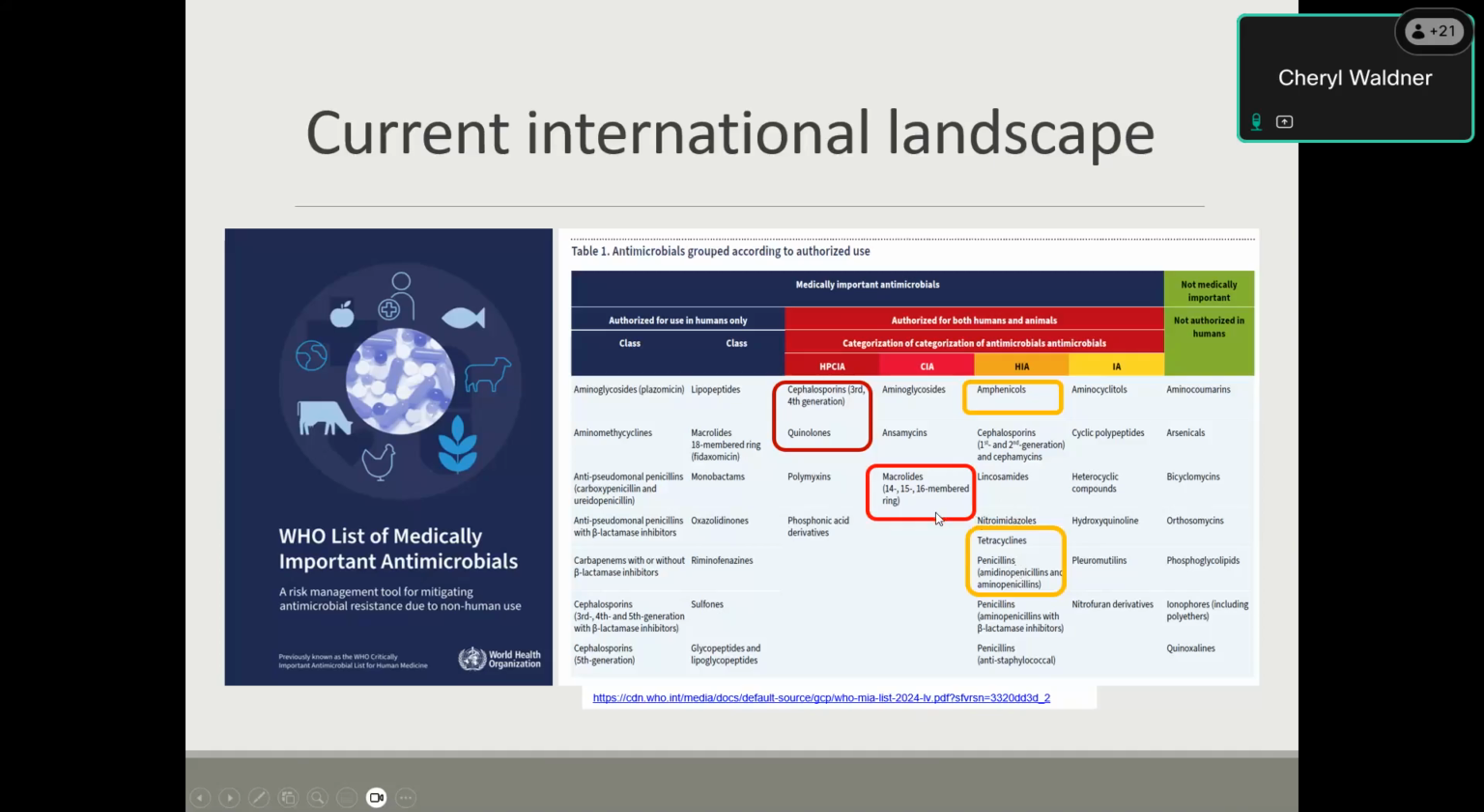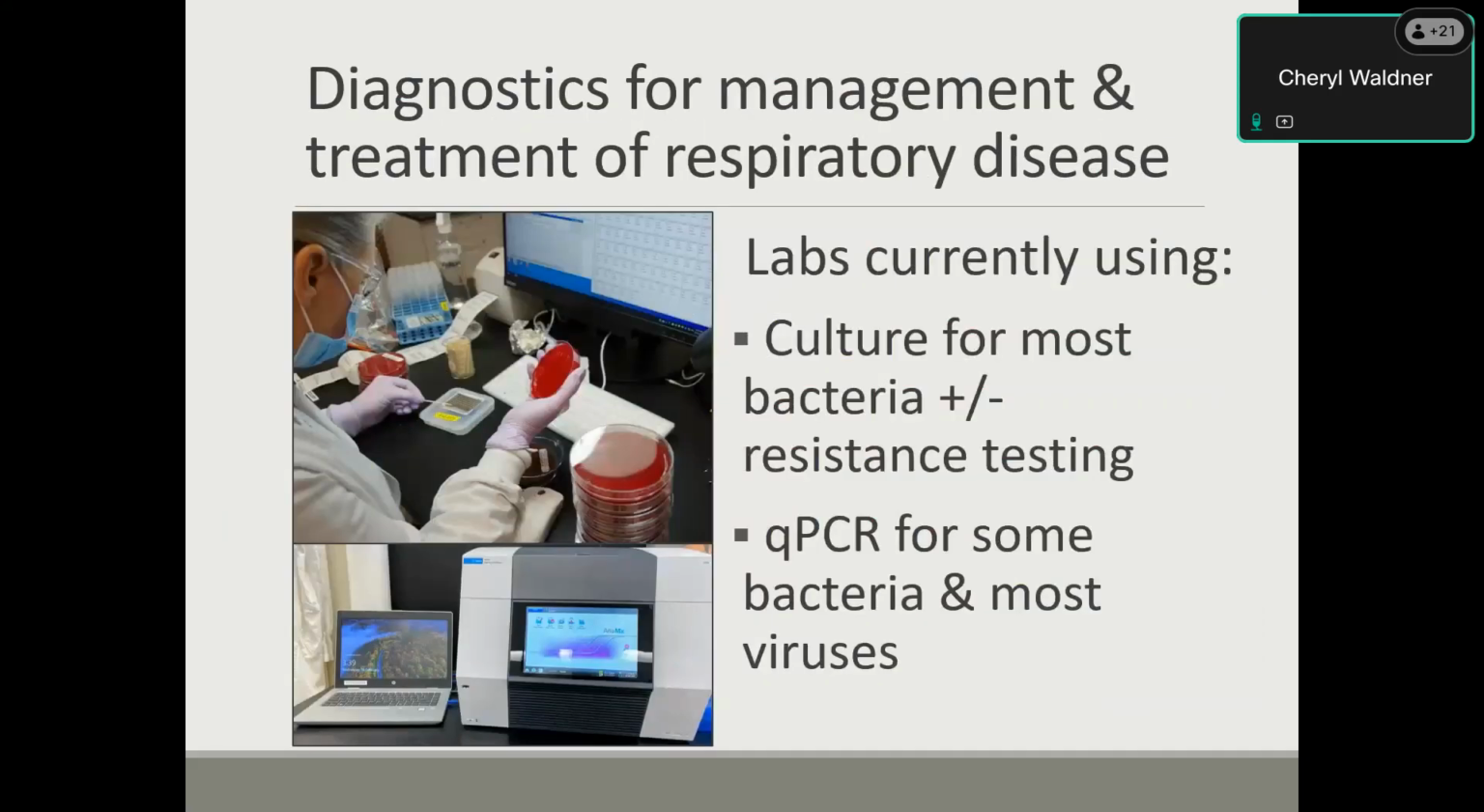Macrolides are used a lot as well for both control and treatment of respiratory disease. And then there's one third generation cephalosporin, and there's 2 different fluoroquinolones that are used as backup treatments in these animals. They're not first-line treatments. They're treatments that are used typically in the case of treatment failure.